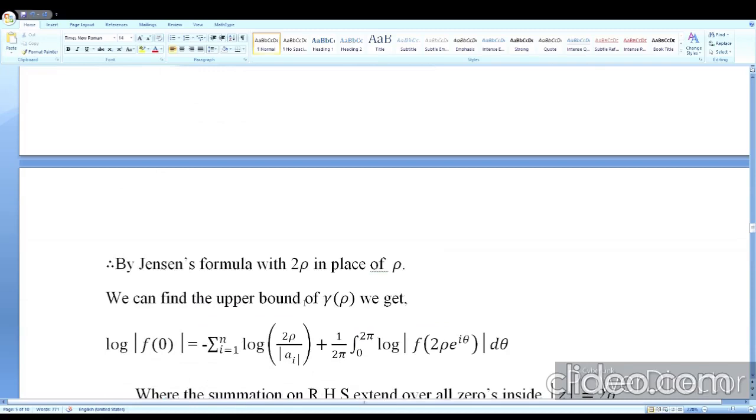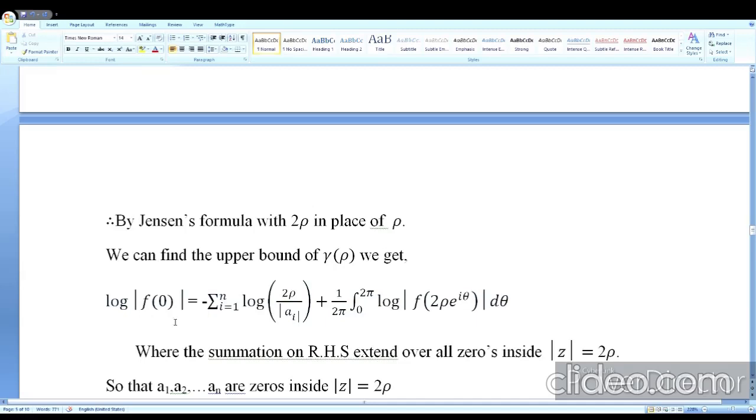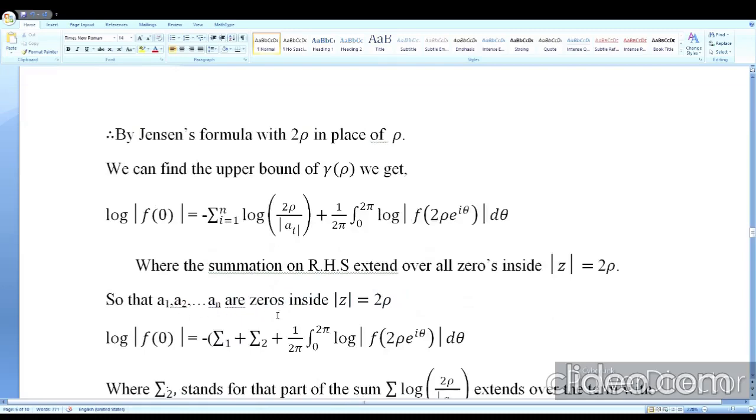What is Jensen's formula? In Jensen's formula, we replace 2 rho in place of rho. We can find the upper bound of gamma of rho. That is, log modulus of f of 0 is minus the summation, i varies from 1 to n, of log 2 rho by modulus of a_i, plus 1 by 2 pi integral from 0 to 2 pi of log of modulus of f of 2 rho e power i theta d theta, where the summation extends over all zeros inside modulus of z equal to 2 rho. That is, all the zeros a_1 to a_n are inside modulus of z equal to 2 rho.